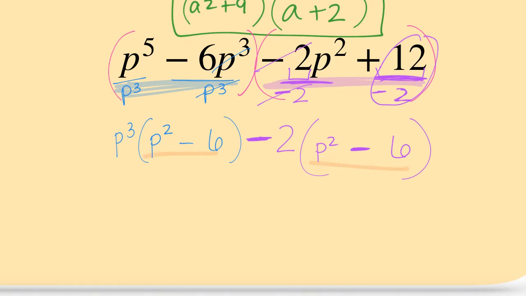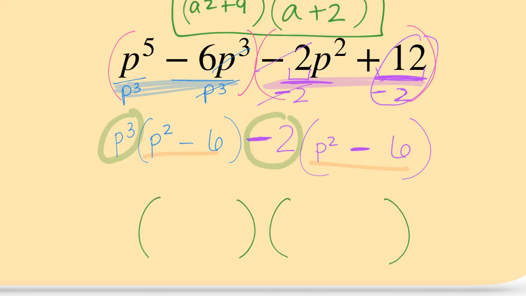So let's go ahead and write in our two factors. So in the first one, I'm going to put the outside numbers here. So p to the third minus 2. And in the second one, we're going to put that factor that they had in common, p squared minus 6.